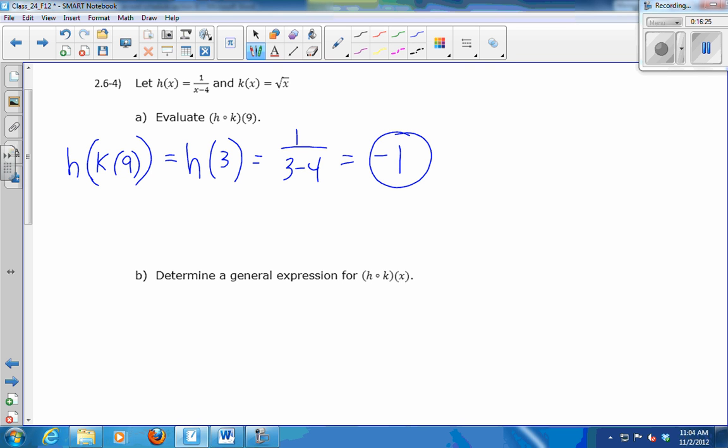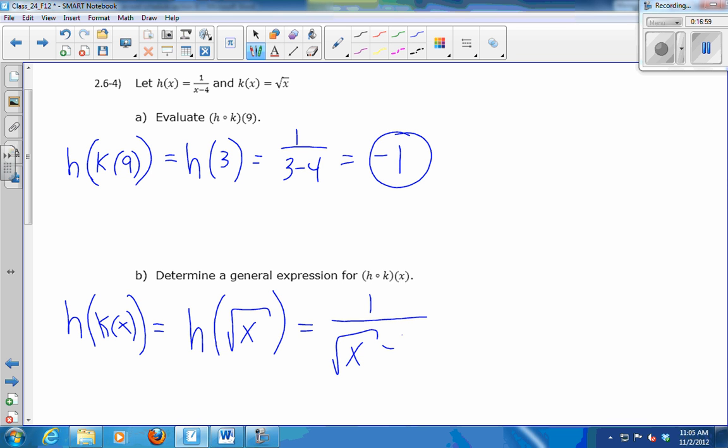So to do a general expression for h of k of x, first going to translate this to standard function notation, h of k of x. I'm going to replace k of x with its formula because I don't have a number this time, I just have a formula. So this is h of the square root of x. And h is the function, no matter what I plug into it, it's going to do 1 over that thing minus 4. So this is going to be 1 over the square root of x minus 4. Is my composition of those two functions.